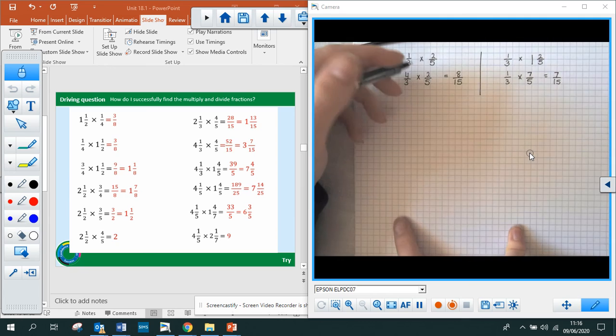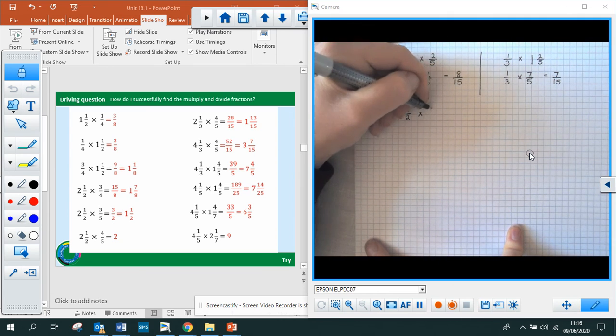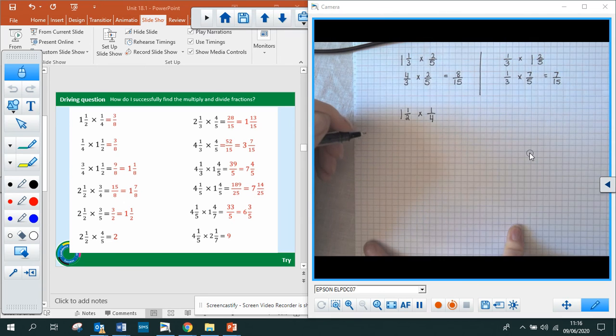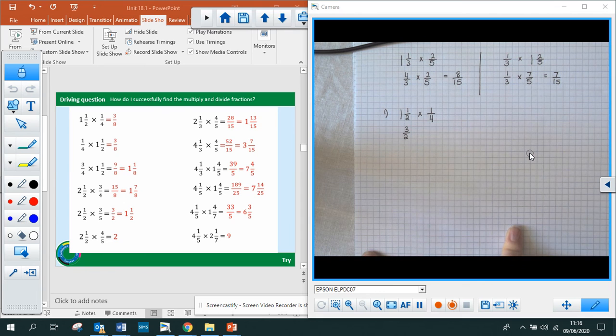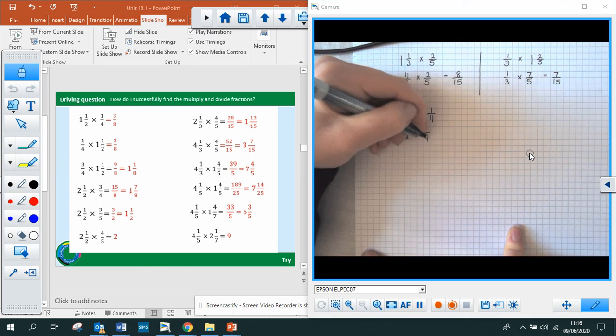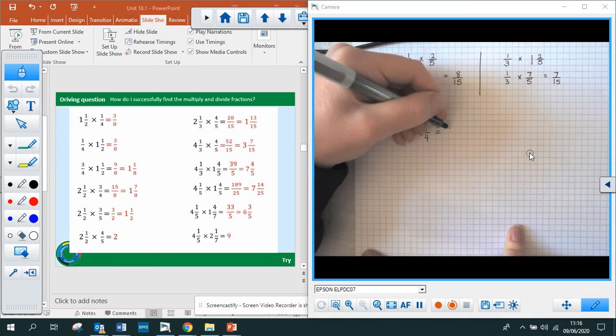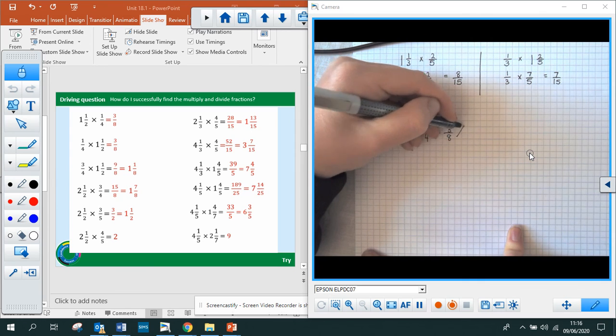So for the first one, we had 1 1/2 multiplied by 1/4. Okay, this is question 1 there. So the first step, you need to get rid of your mixed numbers and convert them to improper fractions first. So 1 times 2 is 2, add 1 is 3. So that is equal to 3/2 as an improper fraction. Okay, and then I'm just multiplying it by 1/4 as normal. 3 times 1 is 3. 2 times 4 is 8. That's my final answer, 3/8.